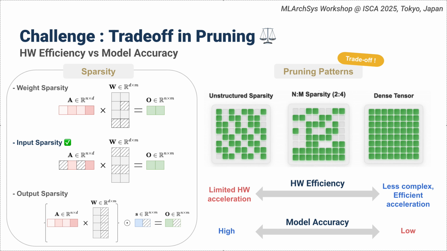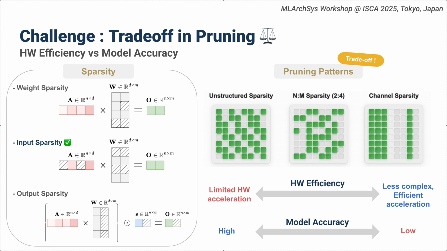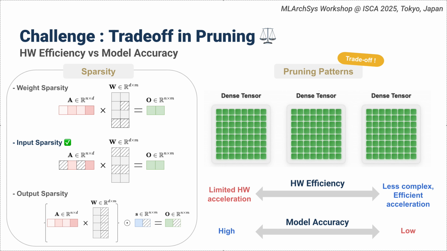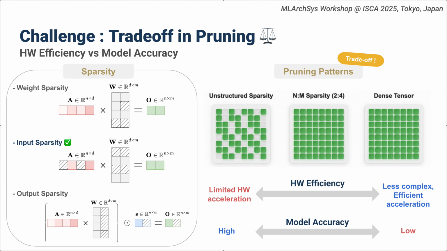In pruning, there are diverse patterns based on granularity, and they present different trade-offs between hardware efficiency and model accuracy. Unstructured sparsity offers minimal accuracy degradation but limited hardware acceleration. N:M sparsity provides balanced hardware-software efficiency with moderate accuracy degradation. Channel sparsity offers low computational complexity and hardware-friendly implementation, but typically results in significant accuracy loss.